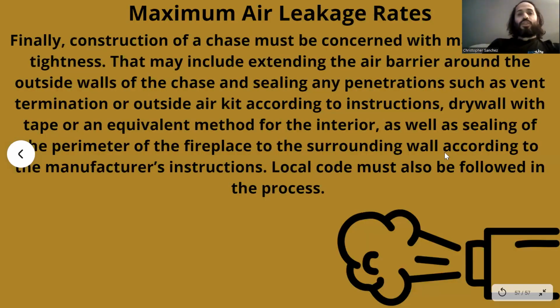Finally, construction of a chase must be concerned with maximum air tightness. That may include extending the air barrier around the outside walls of the chase and sealing any penetrations such as vent termination or outside air kit according to instructions. Drywall with tape or an equivalent method for the interior, as well as sealing of the perimeter of the fireplace or the surrounding wall according to the manufacturer's instructions. Local code must be followed in the process.